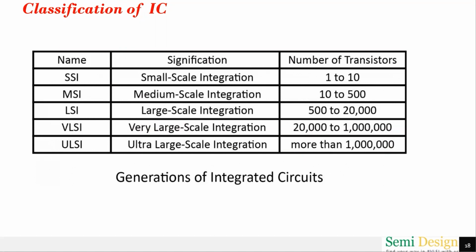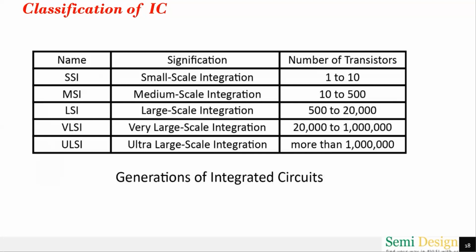Small scale integration is nothing but only 1 to 10 transistors integrated in the chip. Then medium scale: around 2000, we used 1 GB and 2 GB mobile phones, and those are all medium scale integrated circuits. Just 10 to 500 transistors were used, and the chip size was also very large. In computers around 2000, there was a big processor, and upon it we used fans to cool the processor.